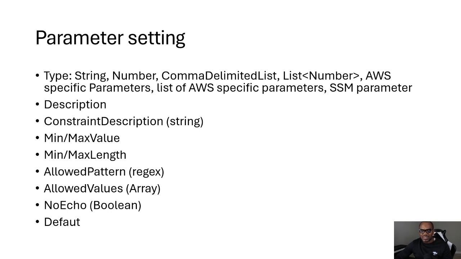We have constraint description, which is a string of letters that is displayed on the monitor when the constraint is violated. So a parameter can also have min and max value, min and max length, allowed pattern, which can be a regex, and can also have allowed values. And they can have no echo, which is not going to allow whatever input you are entering to display on the monitor. You can also have default. So that's parameter settings for you.